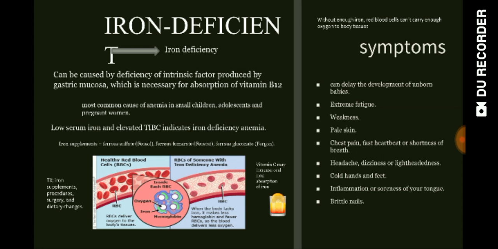Low serum iron and elevated TIBC indicates iron deficiency anemia. Iron supplements are ferrous sulfate, ferrous fumarate, and ferrous gluconate. Treatment is iron supplements, procedures and surgery, and dietary changes. Vitamin C may increase the absorption of iron supplements, so drink it with orange juice if possible.